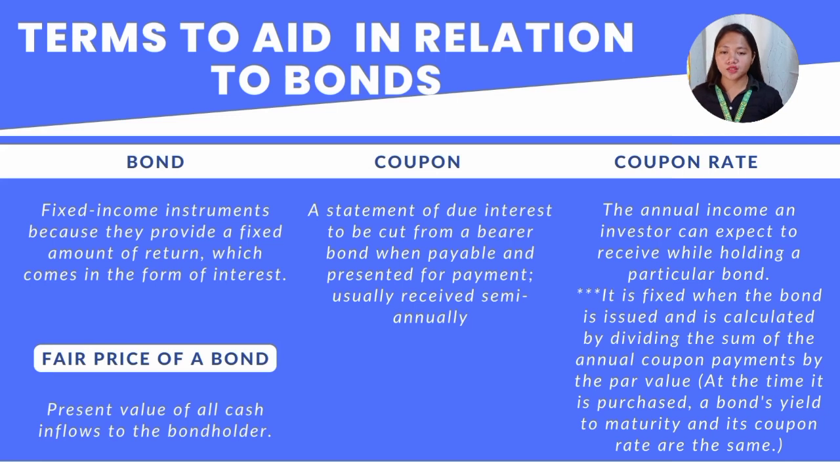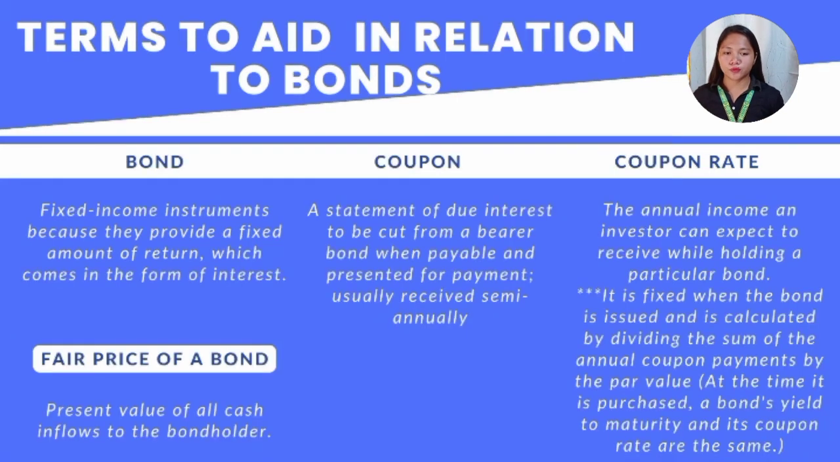Bond. Bonds are fixed income instruments because they provide a fixed amount of return, which comes in the form of interest. Coupon. A coupon is a statement of interest due, to be cut from a bearer bond when payable and presented for payment, usually received semi-annually. Coupon rate. The annual income an investor can expect to receive while holding a particular bond.